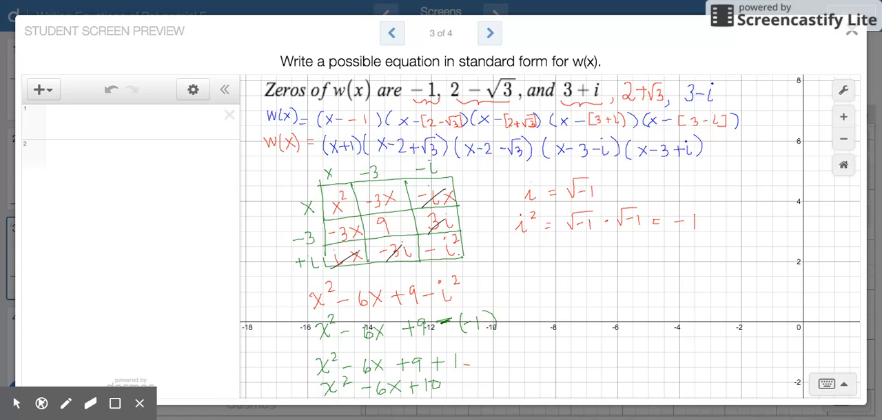All right, so we know that this is not the final answer. This is only the product for these two. We have to multiply this by the product of the other two, and after that, multiply by x plus 1. So I will leave you the challenge of finishing this up on your own.